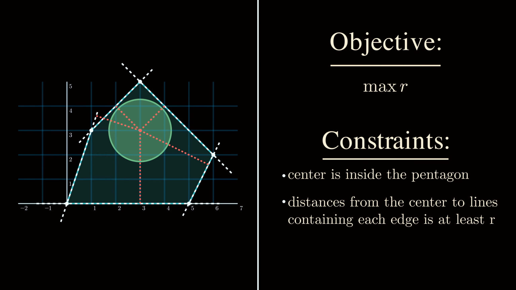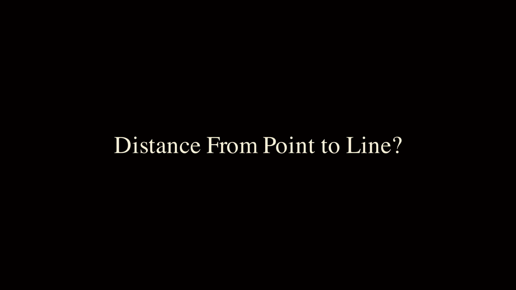Note a small subtlety here. We want the distance not from the center to an edge, but to the line containing the edge. Occasionally, this distance is different, as seen here. However, this doesn't matter. We could easily remove the words "line containing," and they would still be valid constraints. But we leave it in because the math works out more nicely, as we will see later. But first, how do we calculate the distance from a point to a line anyway?